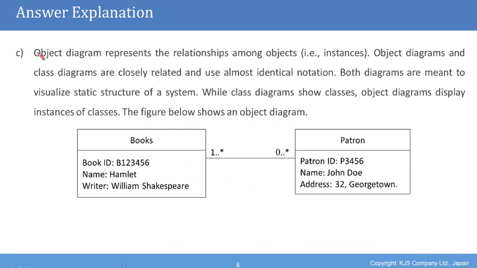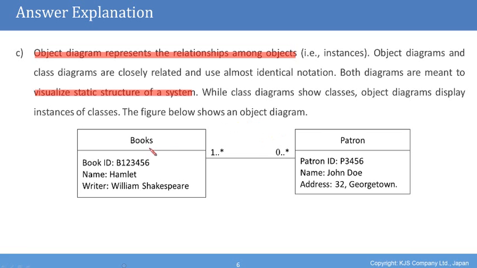Option C. Object diagrams represent the relationship among objects, that is, instances. Object diagrams and class diagrams are closely related and use almost identical notation. Both diagrams are meant to visualize static structure of a system. While class diagrams show classes, object diagrams display instances of classes. The figure below shows an example of an object diagram.